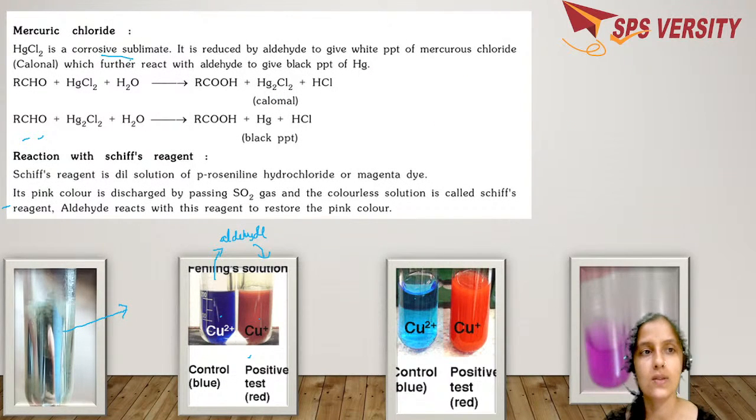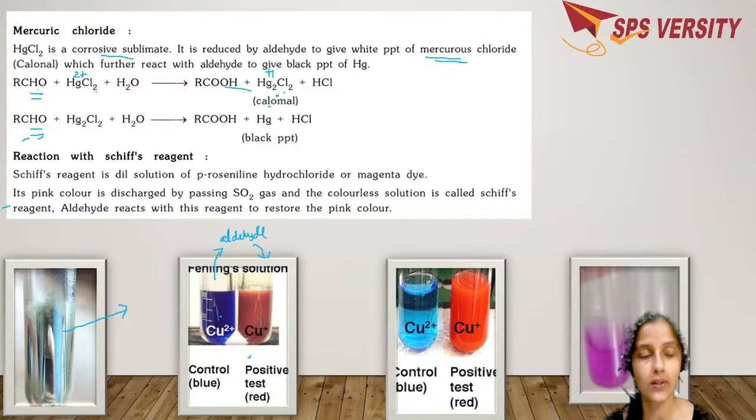Mercuric chloride is corrosive sublimate. Generally, you don't do it in the lab. So in mercuric chloride, mercury is in the +2 state. When you treat aldehyde with the mercuric chloride, this gets converted to the +1 state. That's called calomel, mercurous chloride. You get a white precipitate of this. This indicates the compound you treated it with is an aldehyde. Okay, and this particular one, Hg2Cl2, that's calomel.